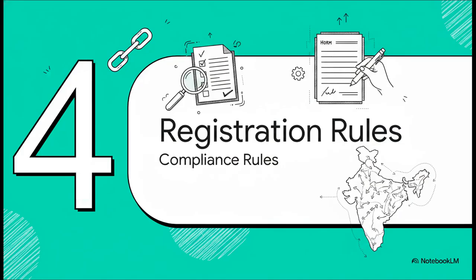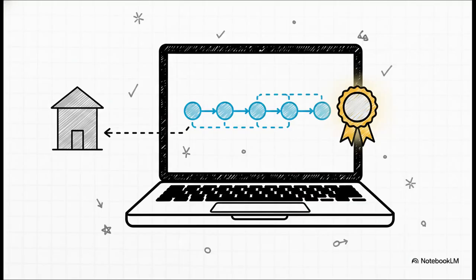Next up, Section 4, Registration and Compliance Rules, Joining the System. So who actually has to sign up for all this? Well, not every tiny operation needs to register. In standard states, you only hit the mandatory threshold if your total turnover crosses 40 lakhs for goods or 20 lakhs for services. But, always a but, there are exceptions.